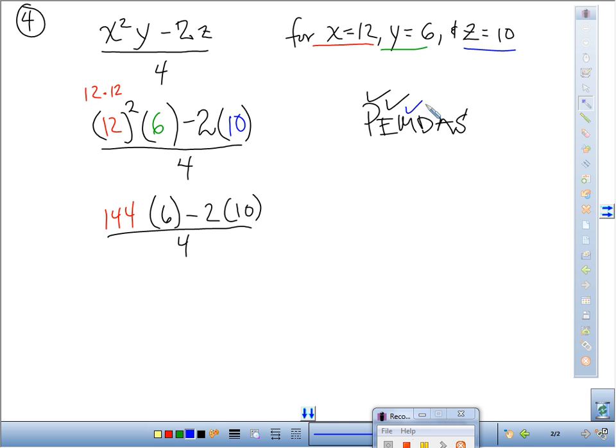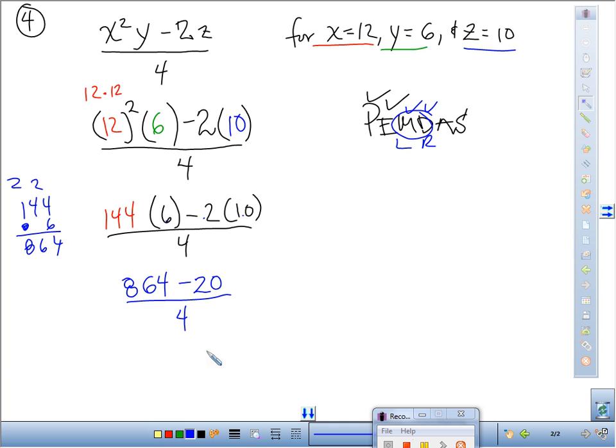Continue. Do we have multiplication and division? I'm going from left to right. I see multiplication here. So that means I need to multiply 144 times 6. I'll do that right here. 144 times 6. 6 times 4 is 24, I got 2. 6 times 4 is 24 plus 2, that's 26. 6 times 1 is 6, plus 2, that's 8. So therefore, this becomes 864. And I'm still in multiplication, so now it's negative 2 times 10, that's negative 20 over 4.